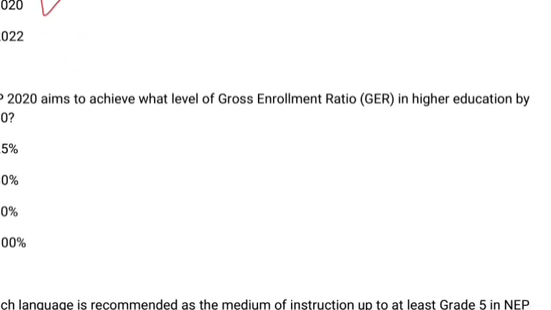Then NEP 2020 aims to achieve what level of gross enrollment ratio, GER, in higher education by 2030? 25%, 30, 50, 100%. So number 3, it will be 30%.